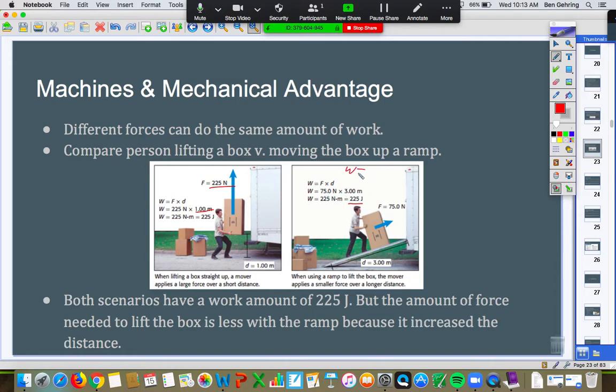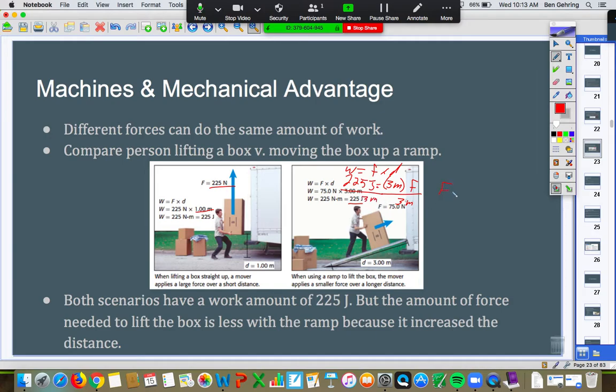So work equals force times distance. The work has to be the same. My 225 has to stay the same. But I can have 3 meters as my distance, and I can take that times F. I can divide both sides by 3 meters.